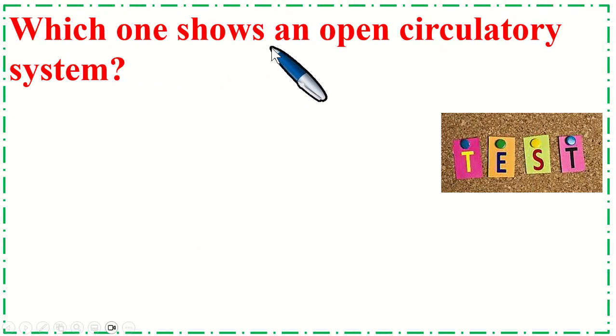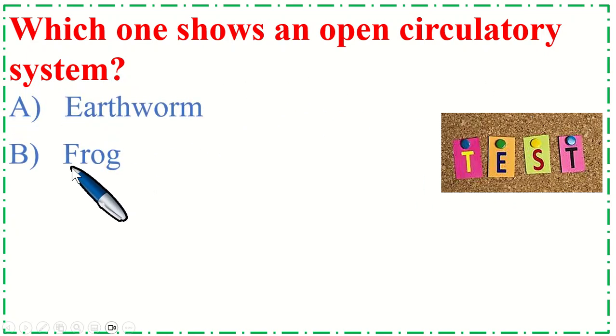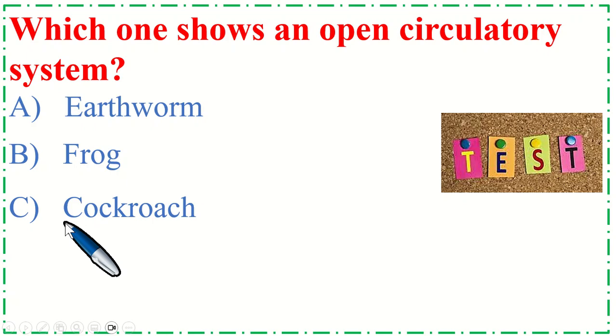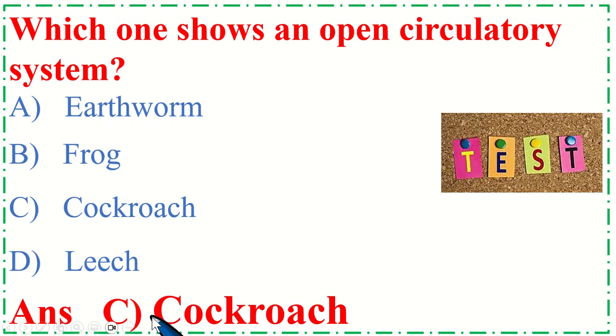Which one shows an open circulatory system? Option A, earthworm, B, frog, C, cockroach, option D, leech. Correct option is C, cockroach.